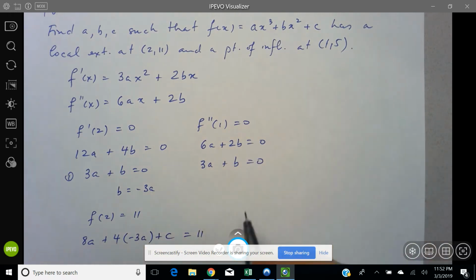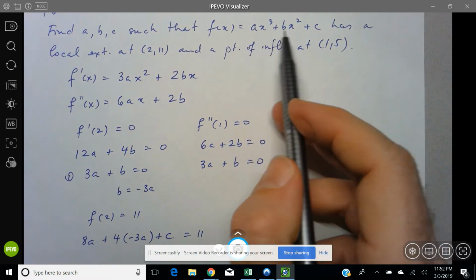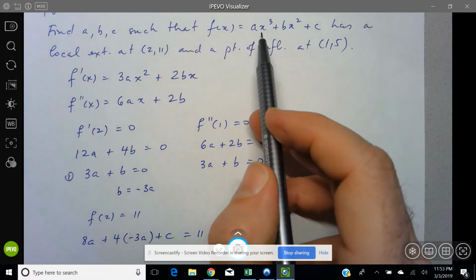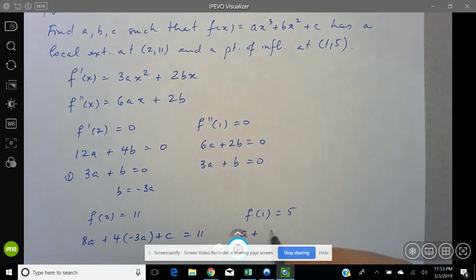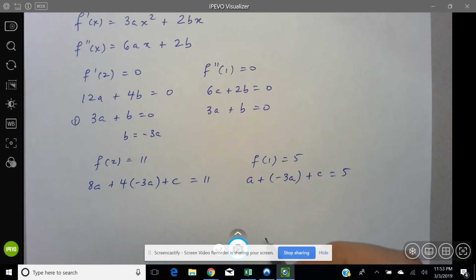Okay, and just so that we can see the equation, I'll do the other one here. We also have that f(1) is equal to 5. So let's replace 1 into this equation. This one's a little easier. It's just a plus b plus c. So a plus, but remember, everywhere we see b, we're just going to replace it with negative 3a, plus c is equal to 5. All right. And now I've got two equations with these two unknowns here.